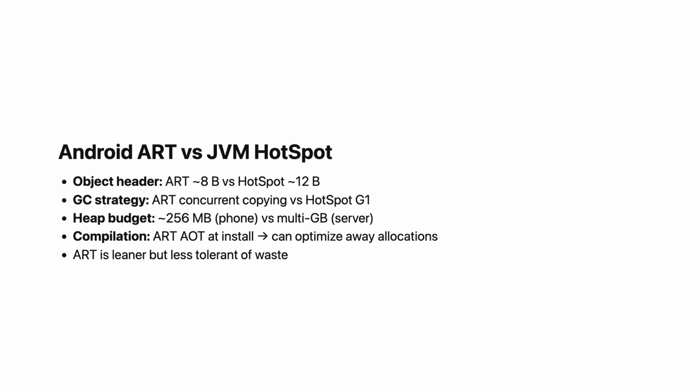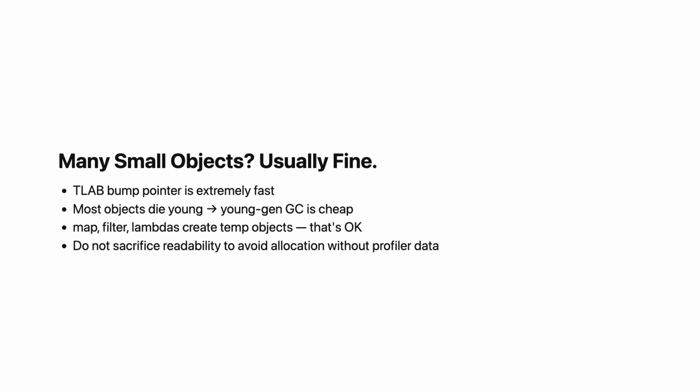Cleaning up short-lived objects in the young generation is extremely cheap because the GC only needs to copy the few survivors, not clean up the many dead objects. So if you are writing idiomatic Kotlin using data classes, creating lists with map and filter, passing lambdas around, you are generating tons of temporary objects, and that is perfectly okay. Do not let anyone tell you to rewrite your beautiful functional style Kotlin code to avoid allocations unless they have profiler data to back it up.